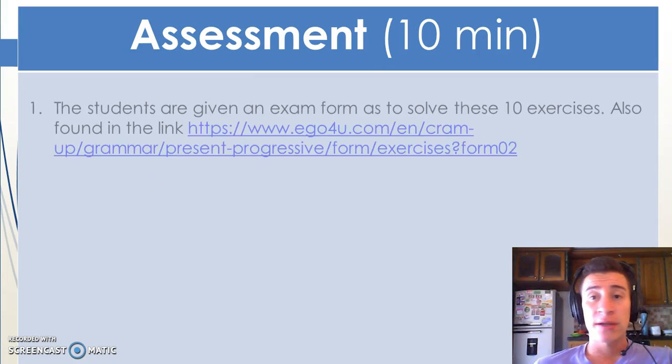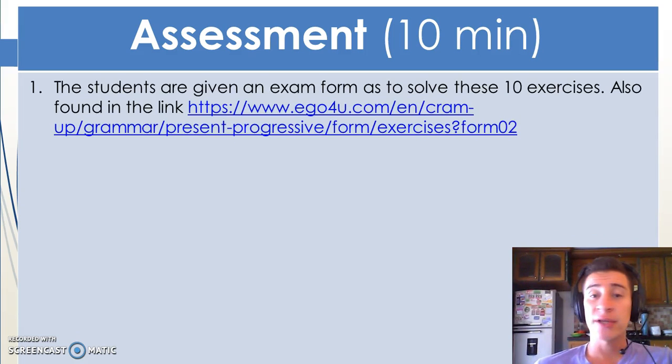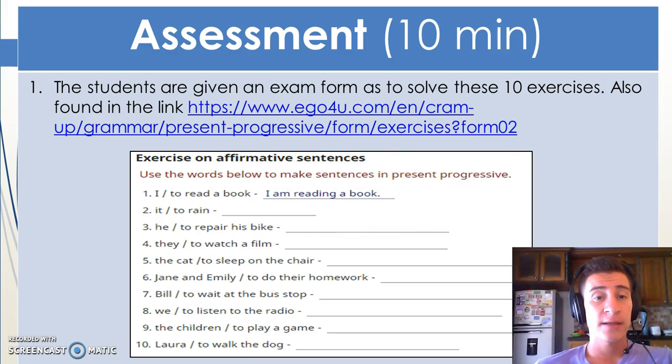Let's continue to the assessment part, which is going to take about 10 minutes. The students are given an exam form to solve these 10 exercises, also found in the link. This is the form that they are going to be filling out in the assessment part. They have 10 exercises. And here we have the example in the first part: I'm reading a book. So they have to use the correct form of the to be verb, and they have to complement the second verb with the ing.